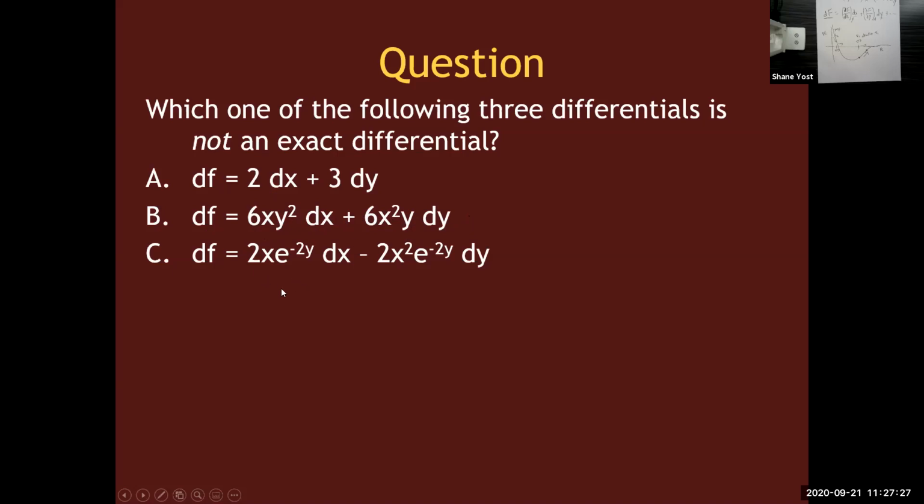And then finally, is the derivative of 2x e to the minus y with respect to y equal to the derivative of negative 2x squared e to the minus 2y with respect to x? And here you get negative 4x e to the minus 2y, and here you'll get negative 4x e to the minus 2y. Those equal each other. So all 3 of these things are exact differentials. Okay.